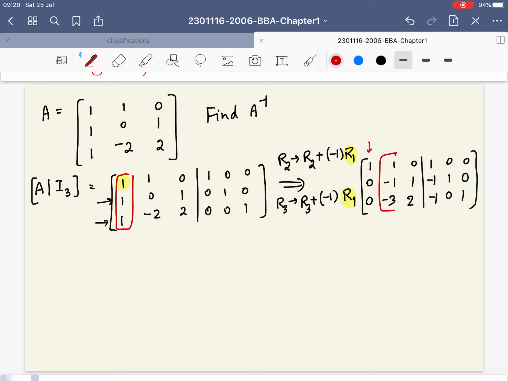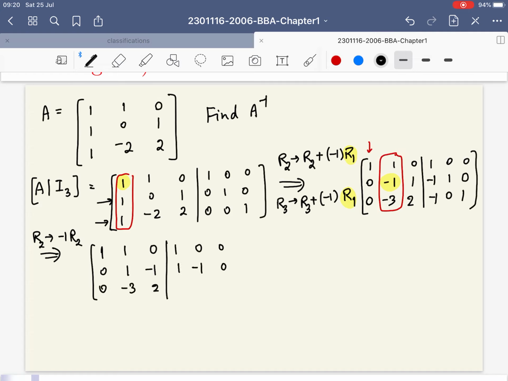So you are going to sweep to your second column, and the second position of your second column must be 1. So you are going to change a little bit. Your R2 becomes negative 1 R2, and the rest are the same. So here is a 1, here is negative 1. Just change the signs of your R2. And now, this is 1 already, so you need to get rid of the one above and the one below by using your R2.